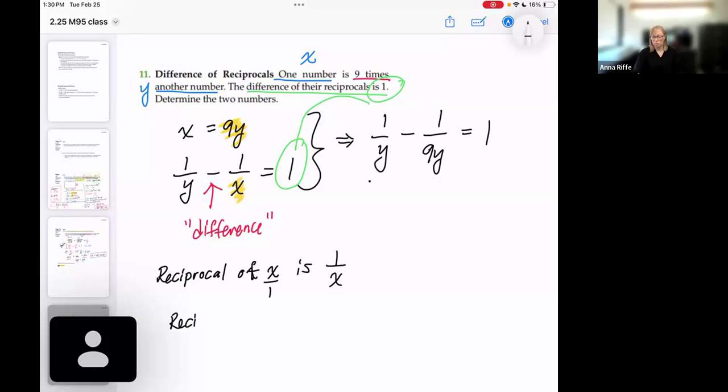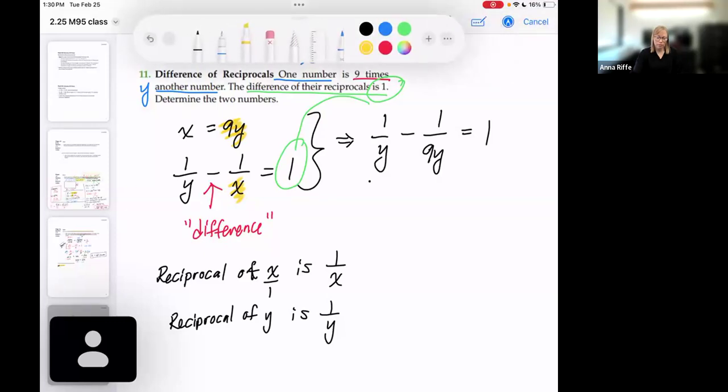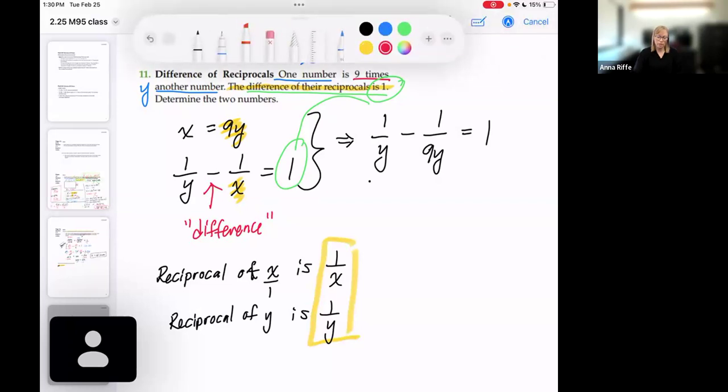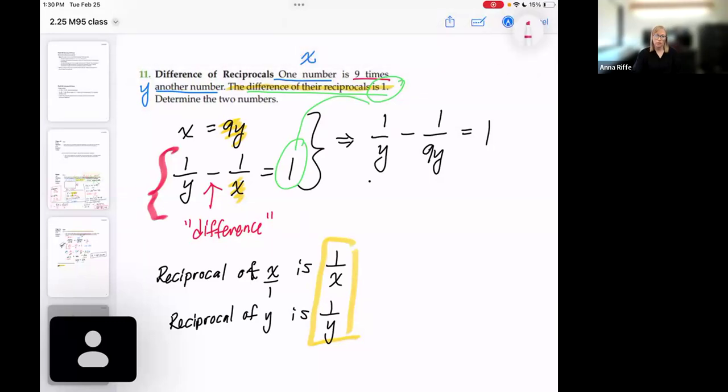Similarly, the reciprocal of Y is 1 over Y. Difference means the answer to a subtraction problem. So there's a lot of writing on this one sentence. The difference of the reciprocals is 1. So I'm going to take those 2 reciprocals, set up their difference or their subtraction here. And we're told that if I do that, then the answer should be equal to 1.